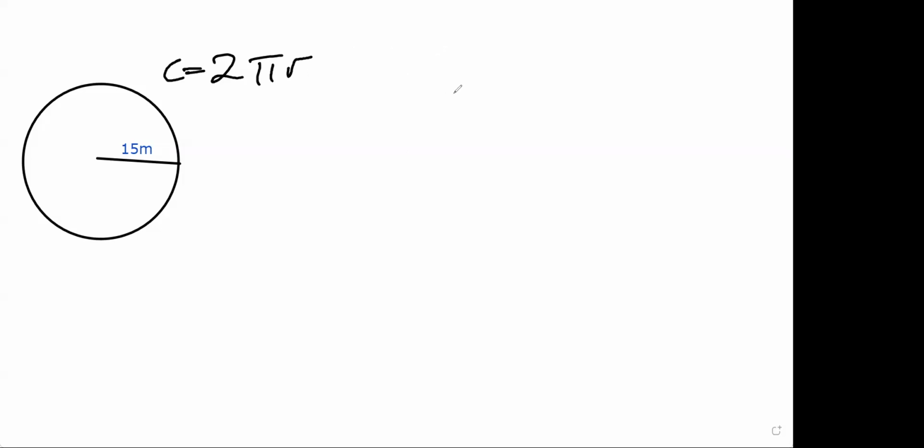To find the perimeter of a circle, we have to do circumference equals 2 pi r. So it's 2 pi r, guys. I just say it looks like 2 pi r.